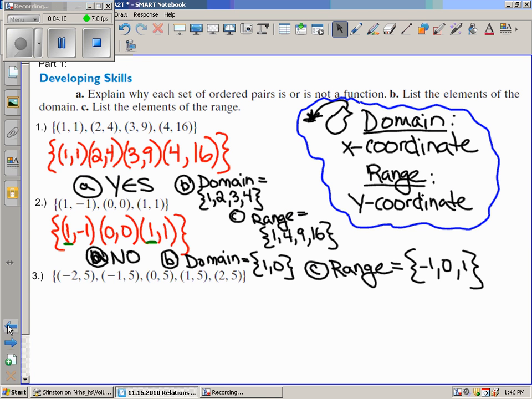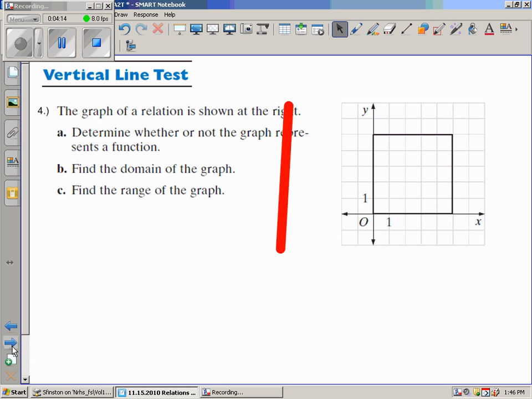we looked at a bunch of coordinates and decided whether they were a function or not. But how do you do that when you're given a graph? You could try and write down every coordinate. That would take forever. The best way is to do the following. Take a vertical line, and for you guys it would be a pencil or a pen, and sweep it through the graph.